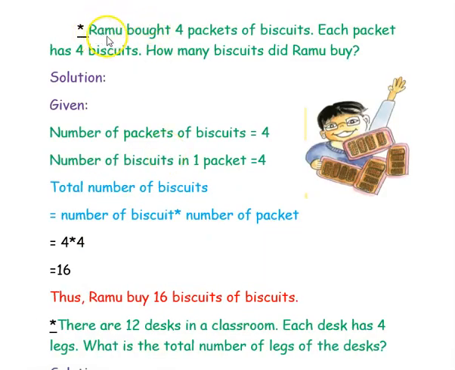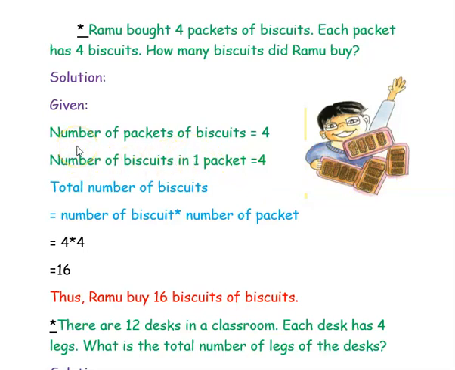The next example is Ramu bought 4 packets of biscuits. Each packet has 4 biscuits. How many biscuits did Ramu buy? So they have given packets and number of biscuits in one packet. So we want to find the total number of biscuits. See, it's given here. So we need not count it like this. So we can do like this.